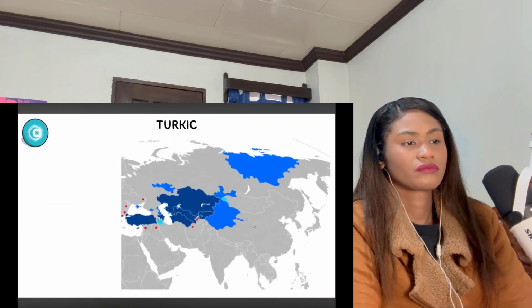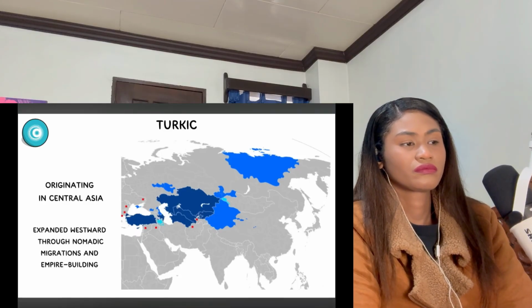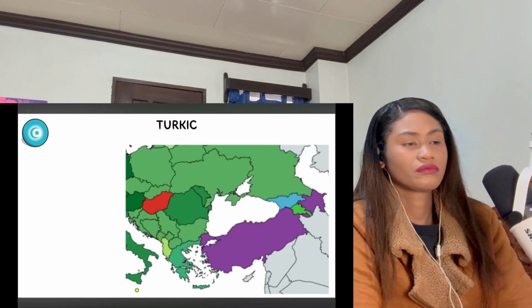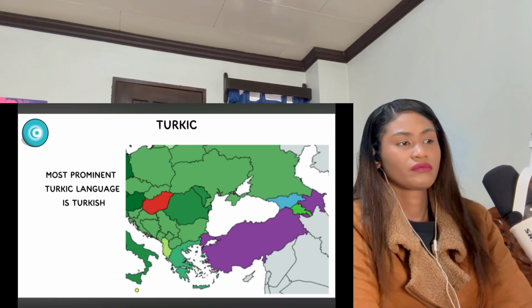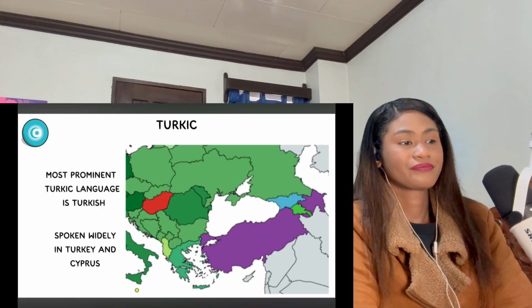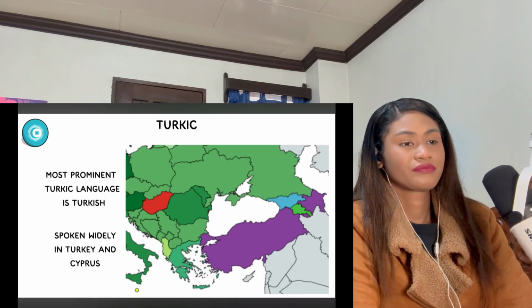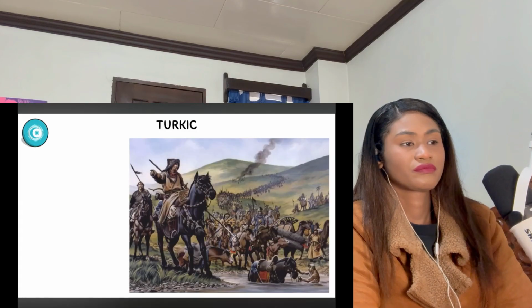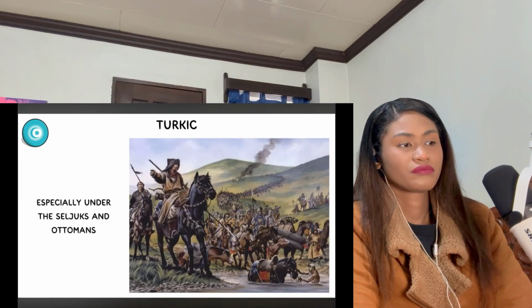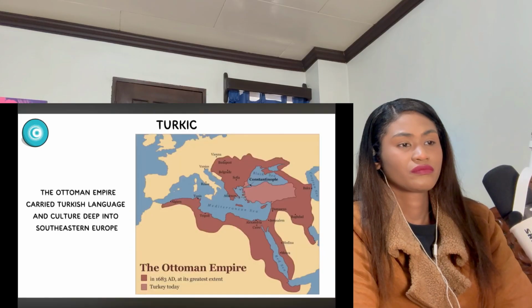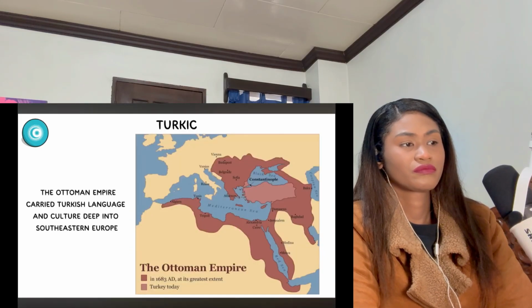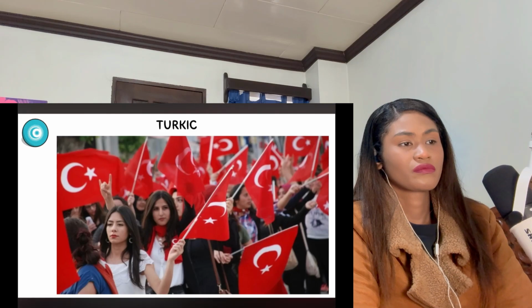Turkic. The Turkic family, originating in Central Asia, expanded westward through nomadic migrations and empire building. In Europe, the most prominent Turkic language is Turkish, spoken widely in Turkey and Cyprus, as well as in diaspora communities across the continent. Historically, Turkic-speaking peoples, especially under the Seljuks and Ottomans, played major roles in shaping European history. The Ottoman Empire carried Turkish language and culture deep into southeastern Europe, leaving lasting legacies in the Balkans. Today, Turkish remains a major cultural and political force, linking Europe with Asia.